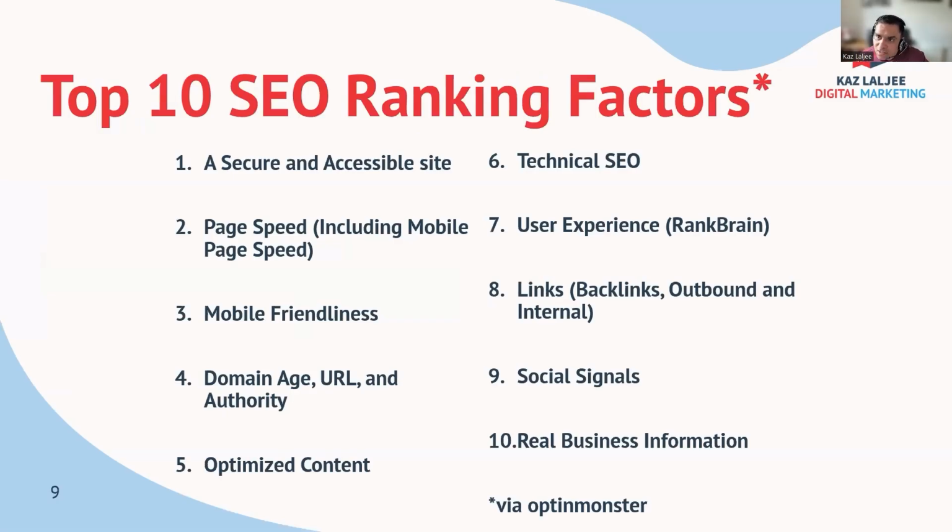So here's the top 10 SEO ranking factors. Google have literally hundreds of factors that they use to decide which website appears where on their search engine. But obviously, they don't tell everyone what these are. They give you clues. They tell you what your website should have on it, what it shouldn't have on it. But here, OptinMonster have given a top 10 ranking factors.